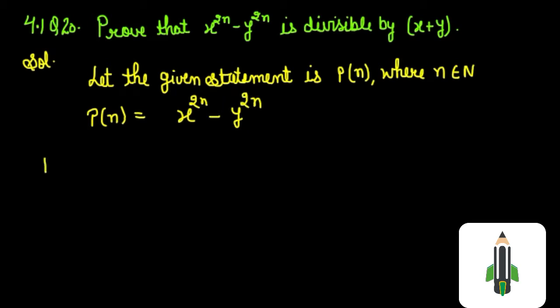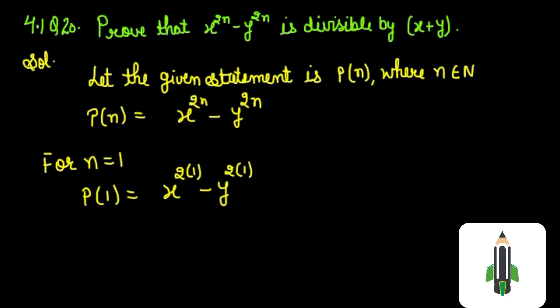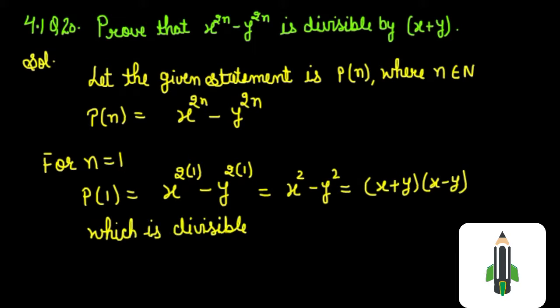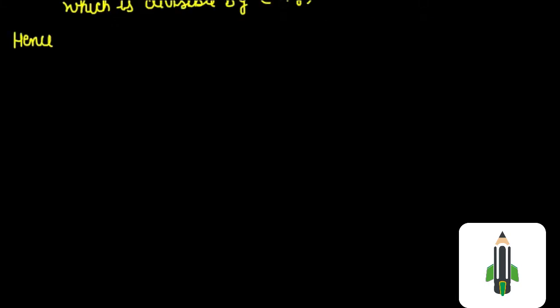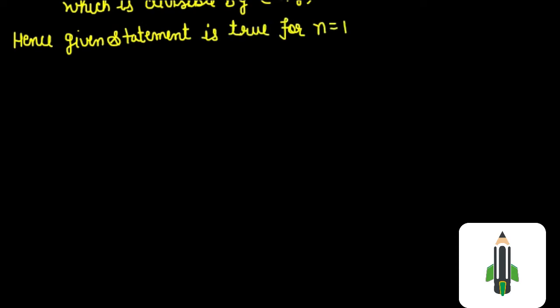Now solve for n equal to 1. So P1 is equal to x raised to the power 2 minus y raised to the power 2. It can be written as x square minus y square. Now we are using the formula a plus b, a minus b. It means x plus y times x minus y, which is divisible by x plus y. Hence, the given statement is true for n is equal to 1, that is P1 is true.